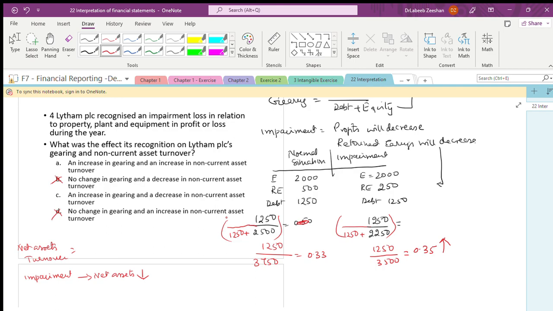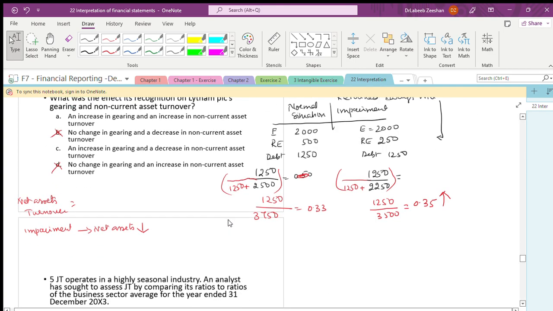Now, if net assets are decreasing, I will put an example for you. It will be easy for you to understand. One minute.